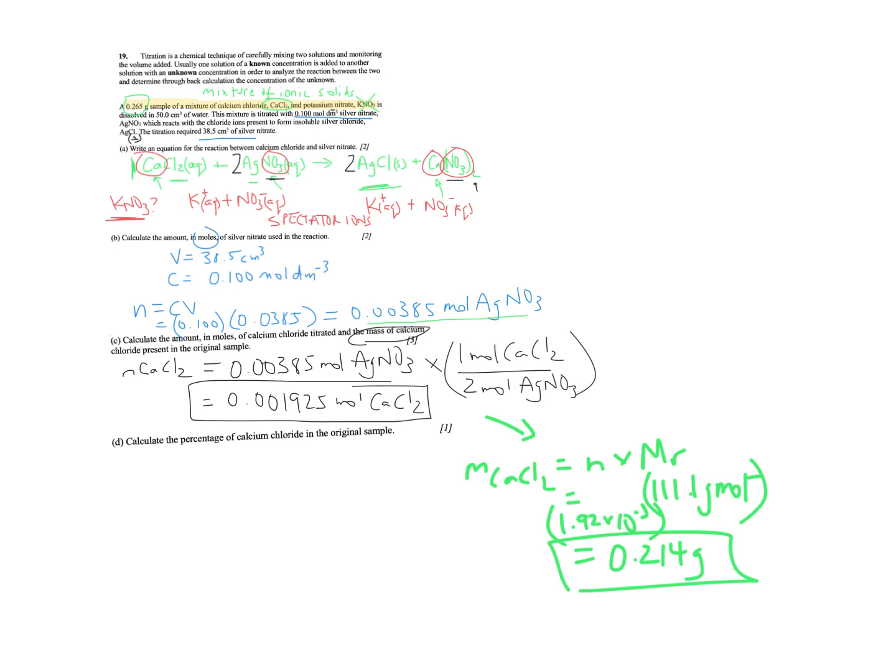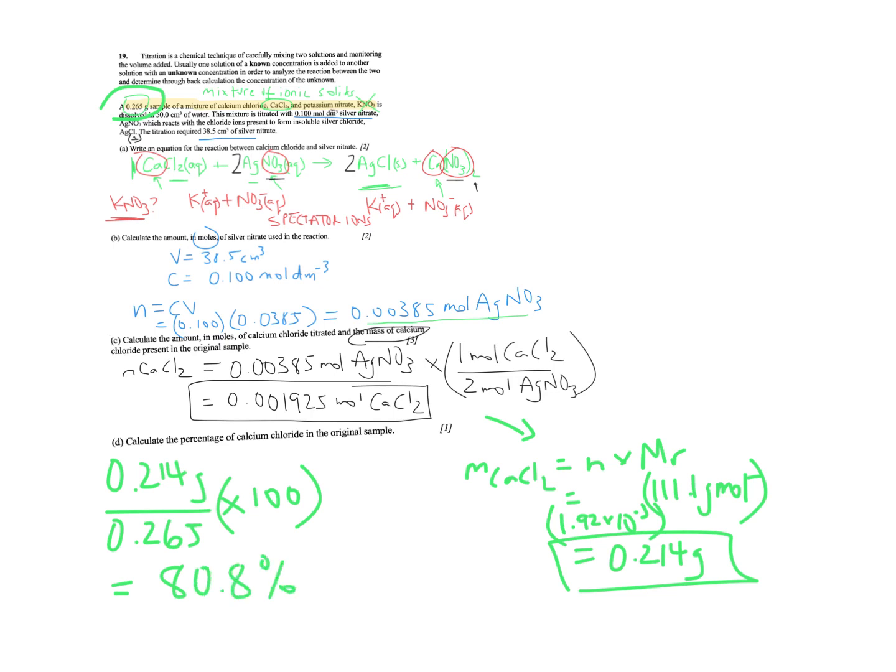Then the final question, D, calculate the percentage of calcium chloride in the original sample. Okay, so we've got our mass of calcium chloride, 0.214, and we've got the total mass of the original sample. There it is back up there, 0.265. And we're just going to express that as a percentage. So you pump that in, I guess I should do the proper formula, times 100. It's going to be around 80.8% calcium chloride. Okay, hopefully that helped.